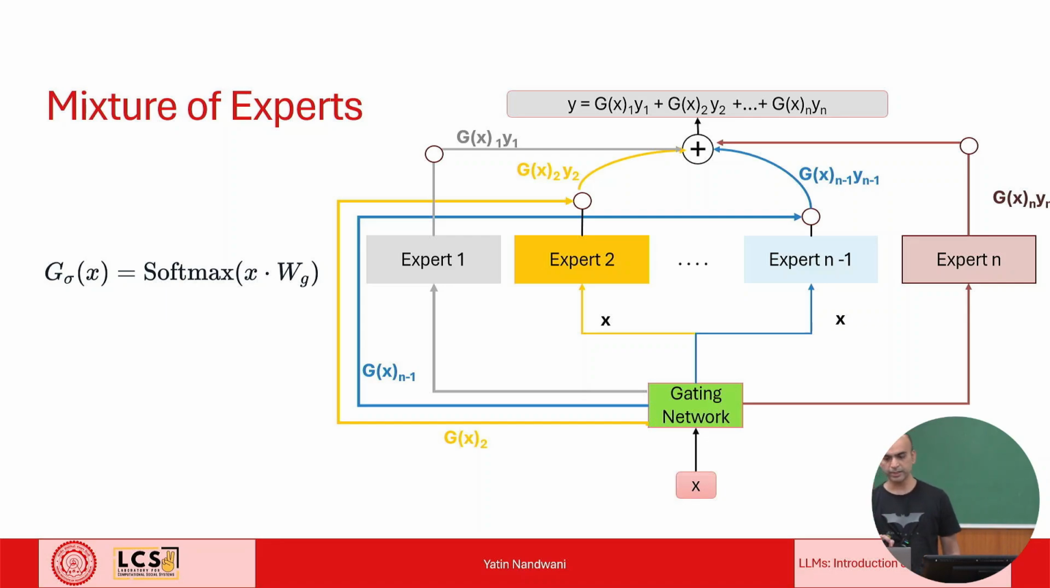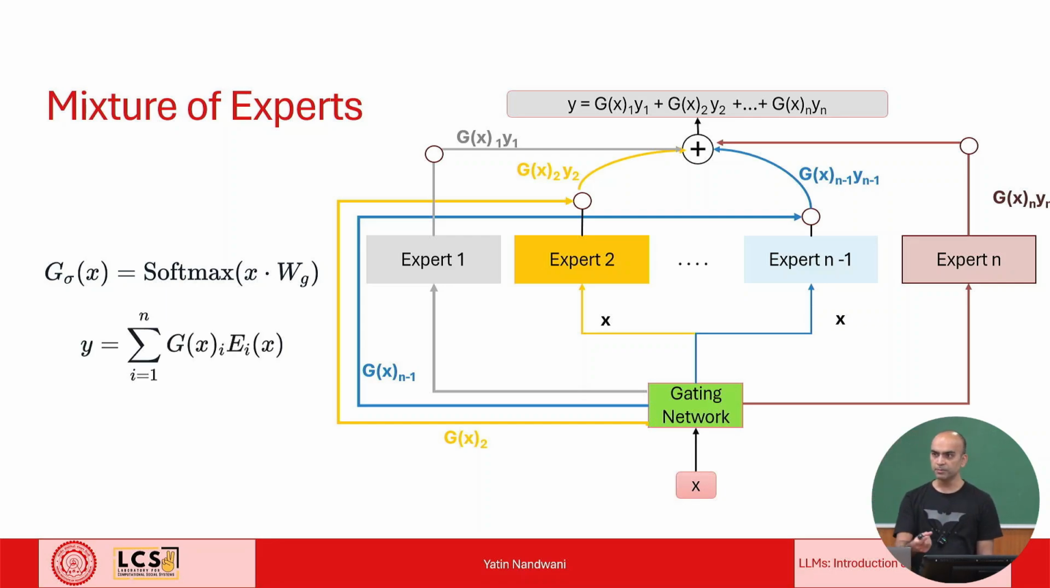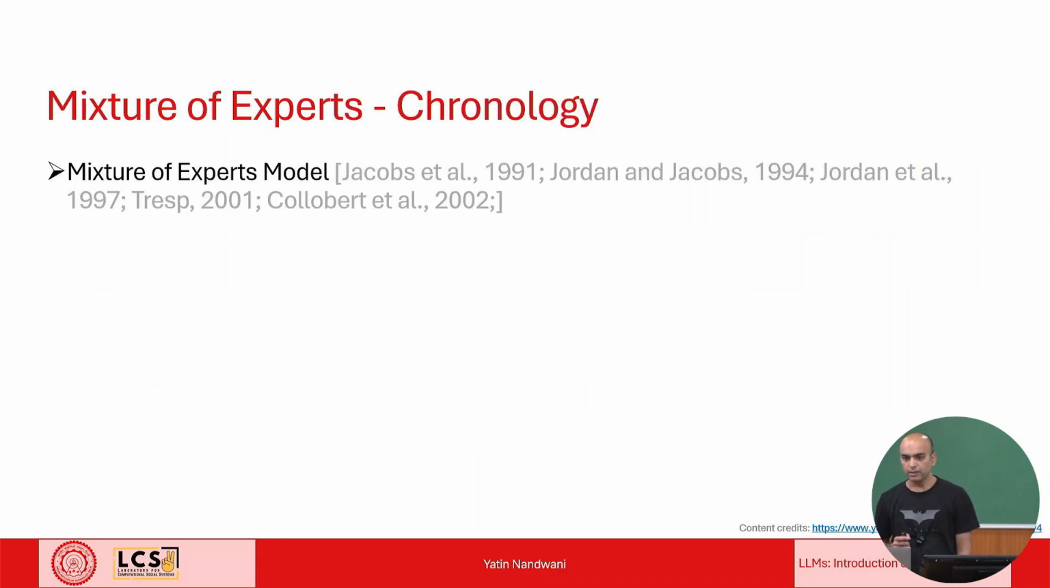This is the architecture which was introduced in 1991. Their idea was not to reduce the computation cost, but to increase the capacity of the model. So they get an input X, and the gating network computes the probability of routing to all the experts. This G of X is a softmax, which means it gives you the probability of each expert getting selected. You pass the input through all of the experts, and the output is simply a convex sum of the outputs of the different experts.